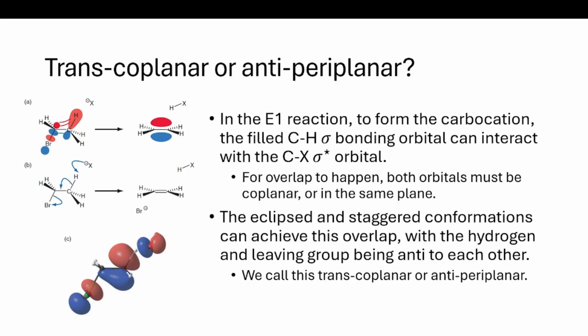Now, there are two specific conformations, which are simply variations of a molecule based on single bond rotations, that can achieve this overlap. Specifically, the eclipsed and staggered conformations can do this. And in addition, the hydrogen and leaving group must be anti to each other. We call this specific geometry transcoplanar or antiperiplanar. We can also observe how exactly these molecular orbitals interact.